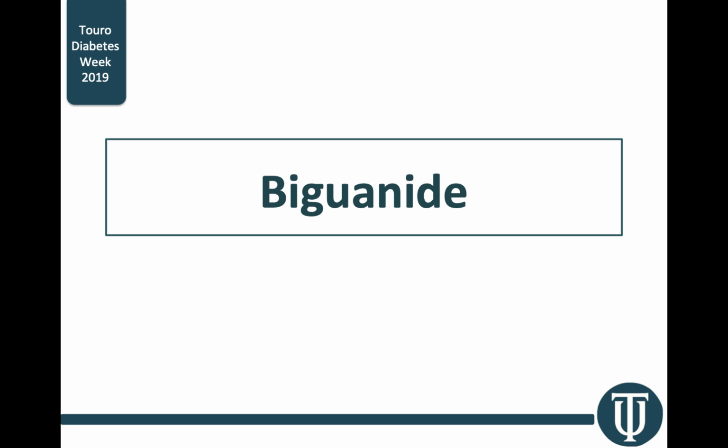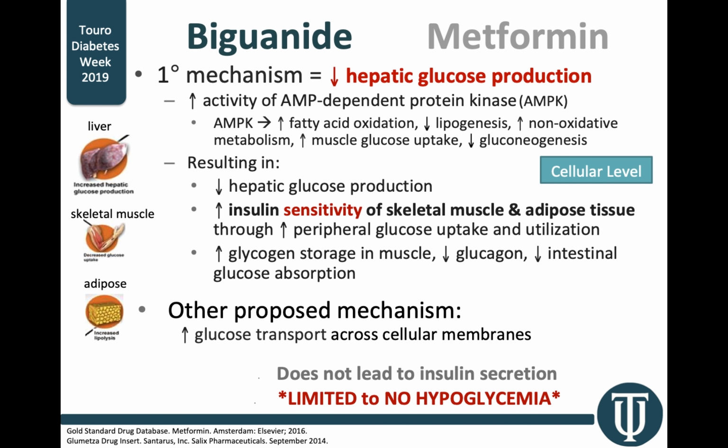So let's get into biguanide. I'm sure many of you have heard of the drug metformin, which is a biguanide. The primary mechanism of action is to reduce the hepatic glucose production. So how does that happen?